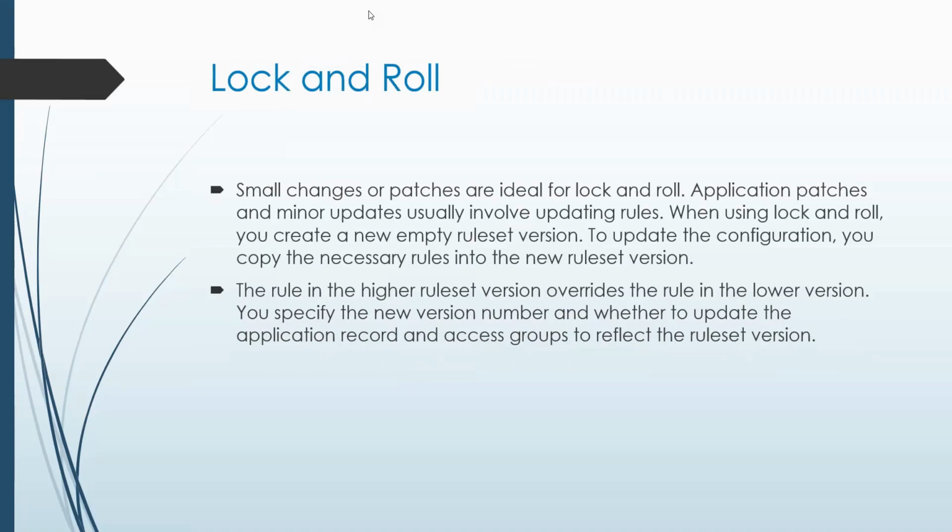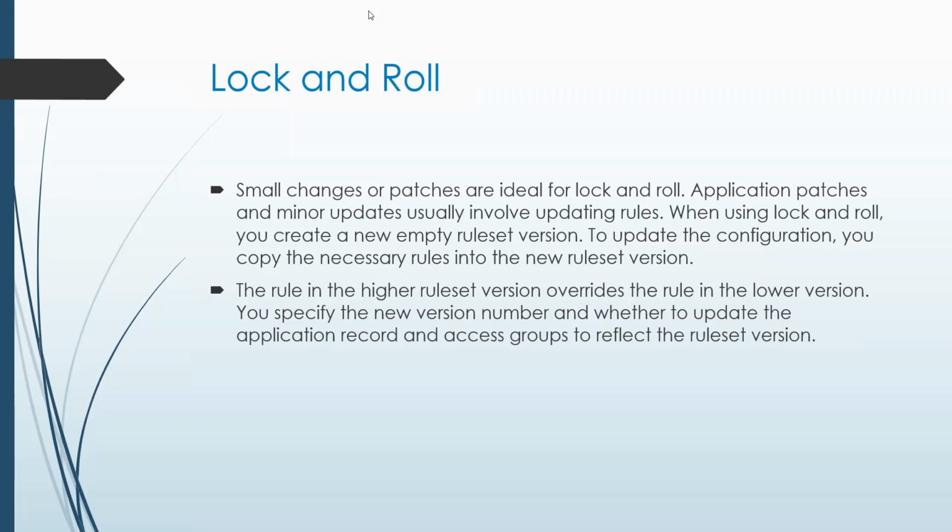We will generally go for the lock and roll option. Lock as in you're locking the current rule set and you're rolling the changes into a new rule set. That's why it's called lock and roll. What happens? You're locking the current rule set and you're rolling the changes into the immediate next higher rule set.